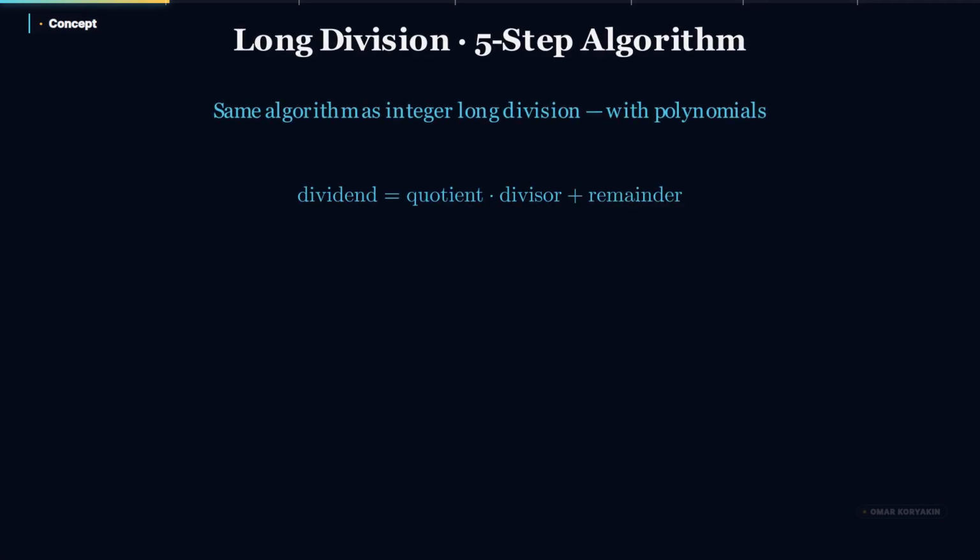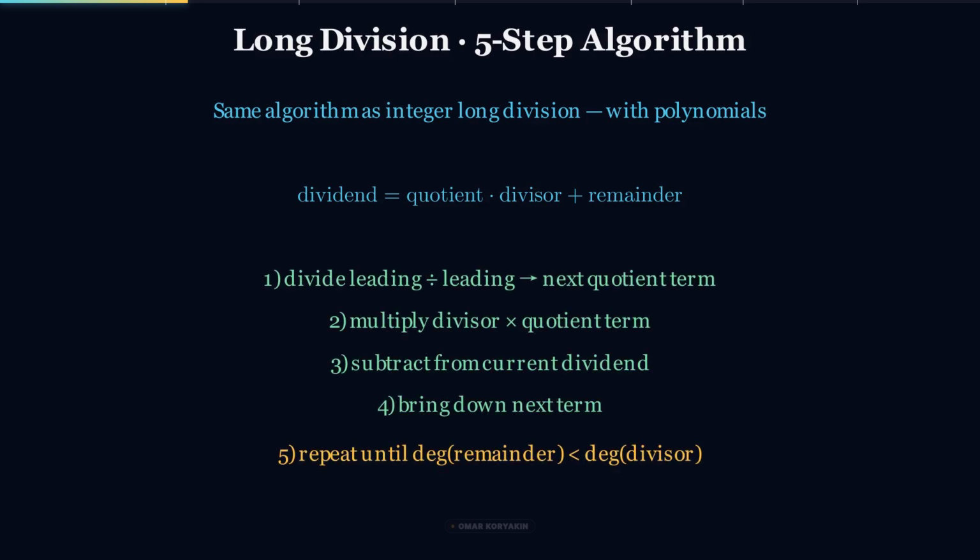Polynomial long division uses the same 5-step algorithm as integer long division. Divide leading term by leading term to get the next quotient term. Multiply the divisor by that quotient term. Subtract from the current dividend. Bring down the next term. Repeat until the remainder degree is smaller than the divisor degree. The 5 steps in detail.